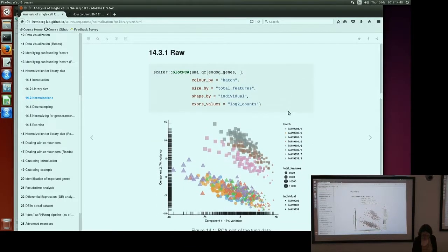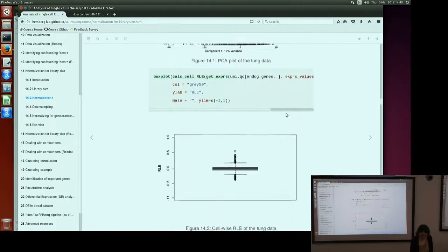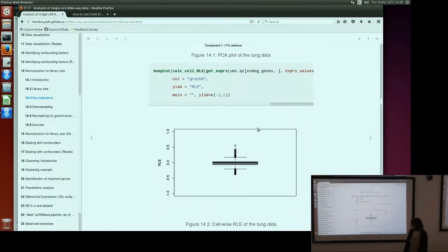we first have the PCA plot of the raw counts, which I believe you've seen before, where we have one patient separated and the others less so. Looking at just the log2 counts. And then if we calculate the RLE on the unnormalized data, you can see that we've got quite a few cells that have positive or negative scores. They're not all close to 0.